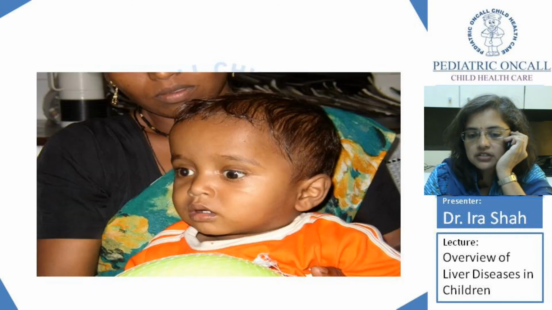This is another patient. Can you tell me what this patient has? Look at his eyes. Yeah, there are cataracts in this child. So if I have a child with cataract, what is the first thing that I'll rule out? Galactosemia. Excellent. And this child had galactosemia type 2. He didn't have a liver disease, but he had a galactokinase deficiency.